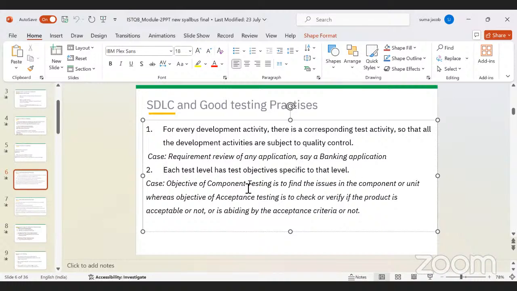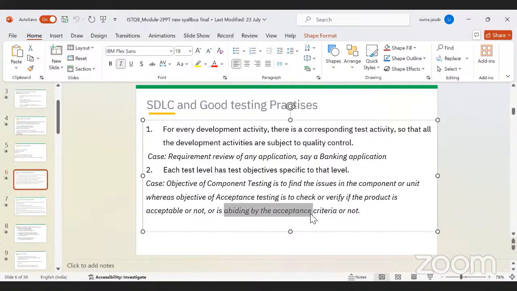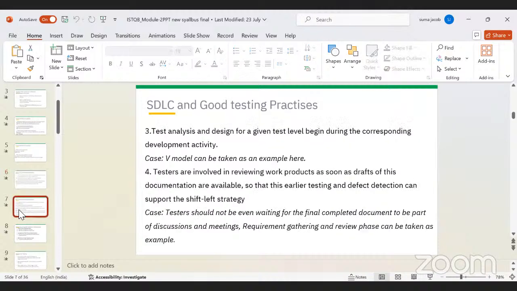The objective of component testing is to find the issues in the component or unit, whereas the objective of acceptance testing is to verify whether the final product we are getting is acceptable, or whether it is abiding by the acceptance criteria or not. So the objective of each level should be specific to that particular level. We have to make sure that there is no redundancy.